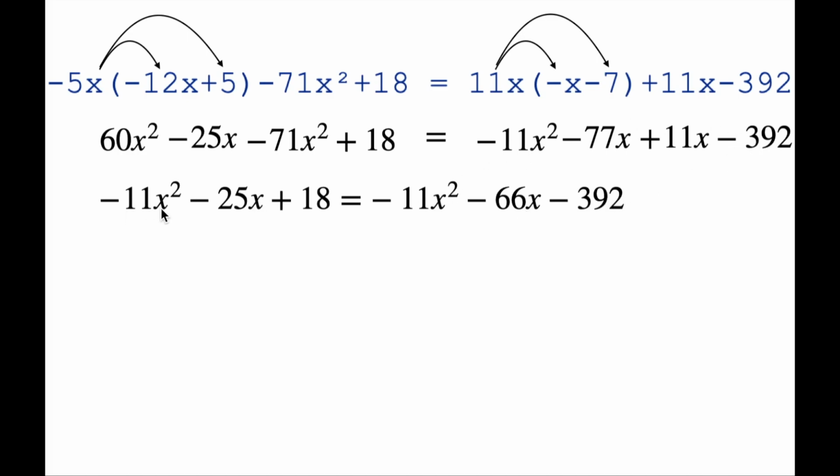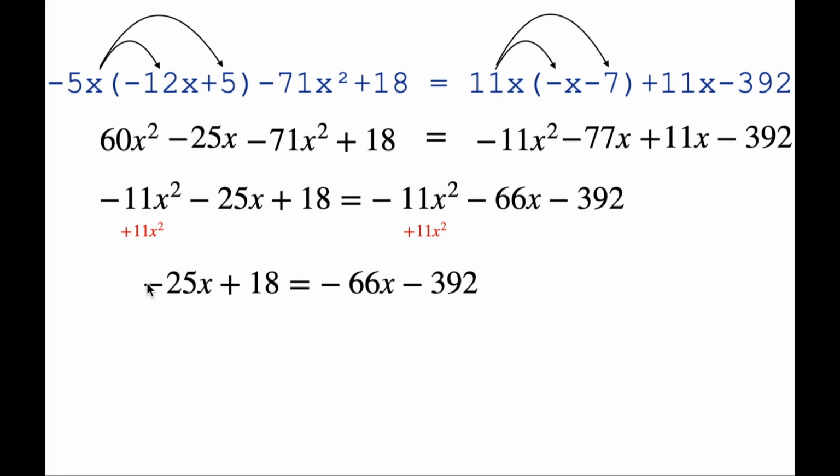Notice I have negative 11x squared on both sides. I want to get rid of it from both sides. So I'm going to do the opposite of minus 11x squared, which is plus 11x squared. So I add 11x squared to the left-hand side, and I add 11x squared to the right-hand side to keep everything even. I'm left with negative 25x plus 18 is equal to negative 66x minus 392.